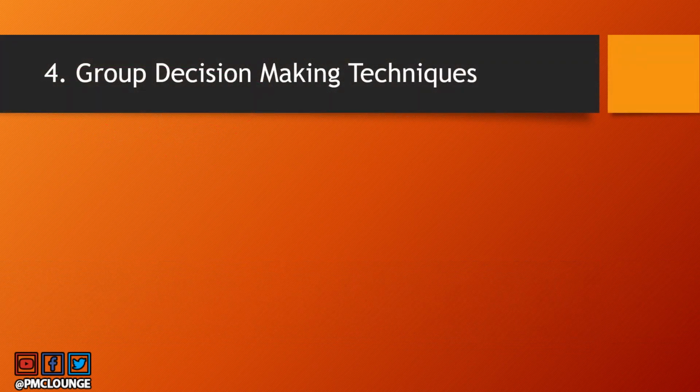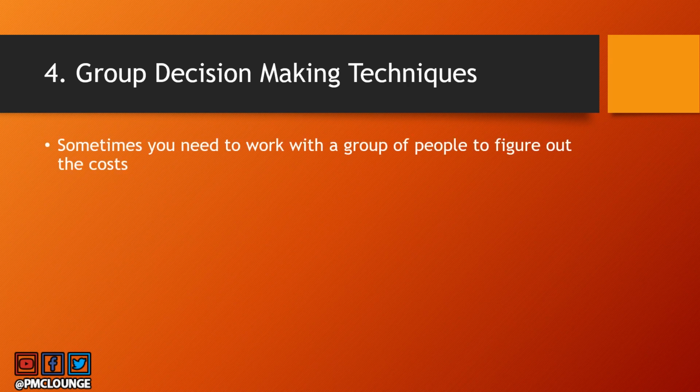So group decision making techniques is actually nothing new. We have already covered this in the past, but this is where you will work with a group of people, you will work with your project team, and you will figure out the cost. So you're making use of the group decision making techniques in the estimate costs process, although this technique can be used in several other processes as well and is actually used in several other processes. But for estimate costs, when you are estimating the cost of the project as a group, that is group decision making that you are basically employing as part of your project.